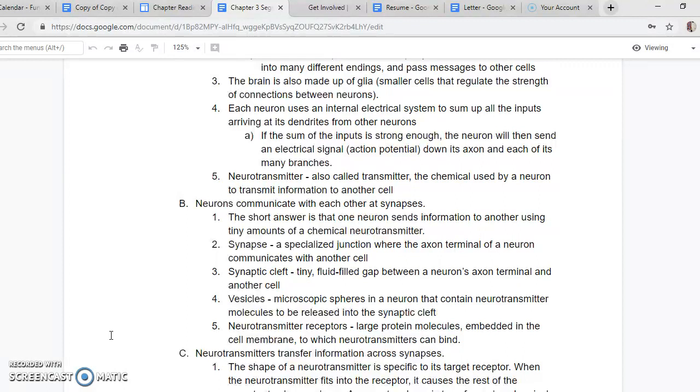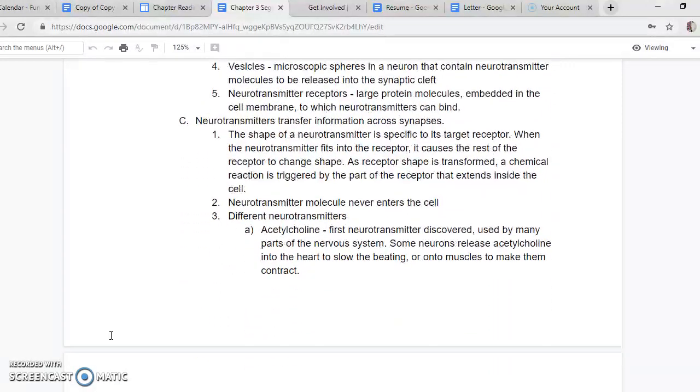At the synapse, vesicles release neurotransmitters into the synaptic cleft, and then these neurotransmitter molecules bind to receptors on the postsynaptic membrane. That's the membrane on the opposing cell, and this is altering the target neuron's activity. These neurotransmitter receptors are large protein molecules embedded in the cell membrane to which neurotransmitters can bind. So neurotransmitters transfer information across synapses, which is what we just talked about when we discussed synapses.